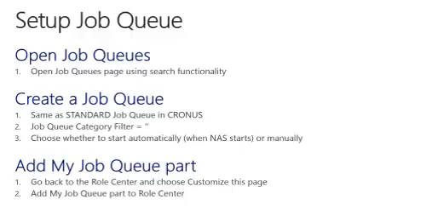To resume the first step, to set up a job queue for report processing, you just have to search for the job queues list page and then create a brand new job queue that is similar to the standard one that you find in the Cronus database. You have to leave the job queue category filter blank, and then choose how to start the job queue, manually or when NAS starts. Last, go back to your role center, select customize this page, and after that select My Job Queue and add it as a part to the role center.